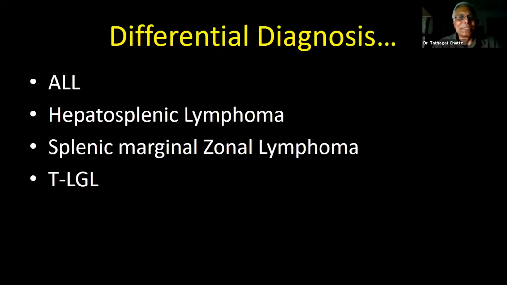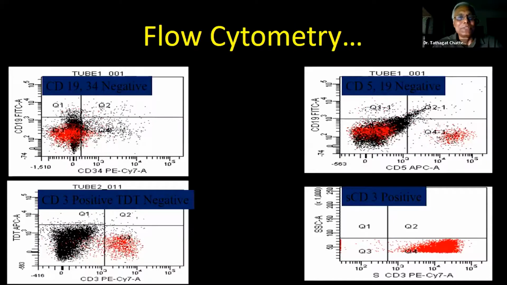Was it ALL? Was it hepatosplenic lymphoma? Was it SMZL? Was it TLGL? So we did a flow. The CD19 and CD34 were negative. So blasts were negative. The CD5 and CD19 were negative. The CD3 and the TdT. Now see this. CD3 was positive, TdT was negative, and surface CD3 was strongly positive.